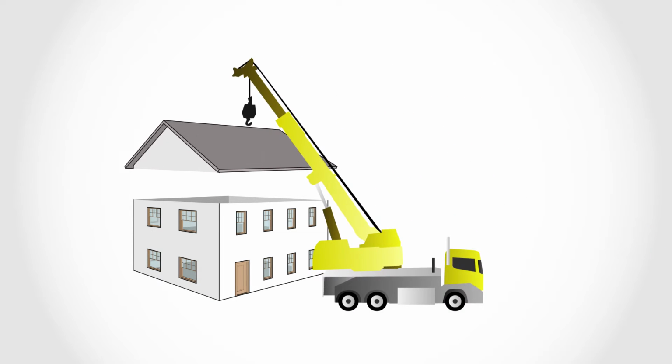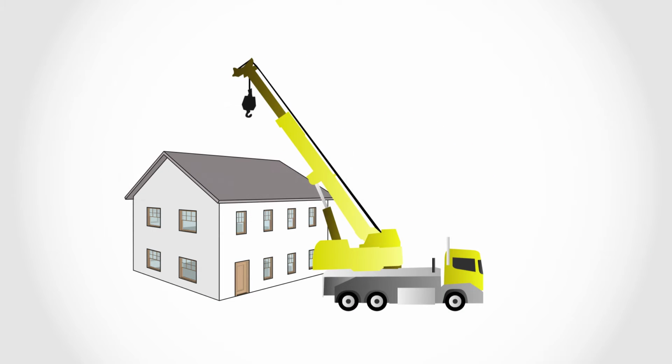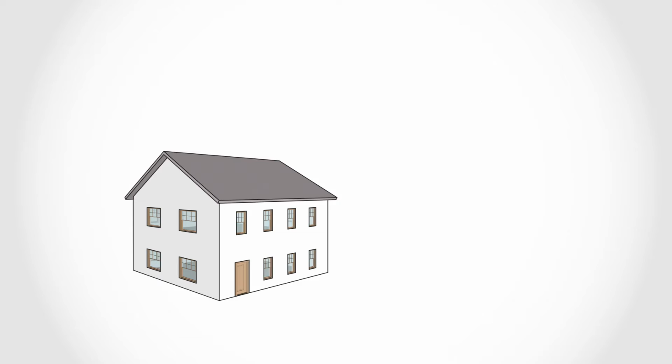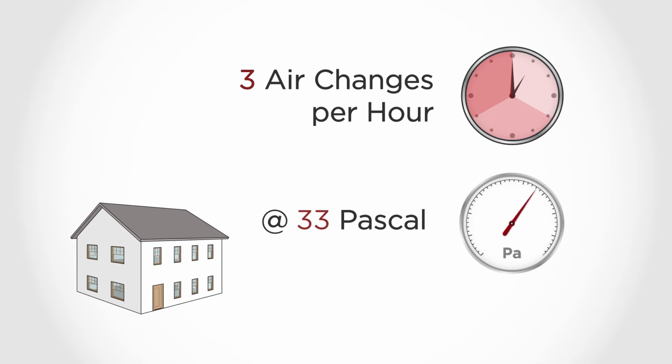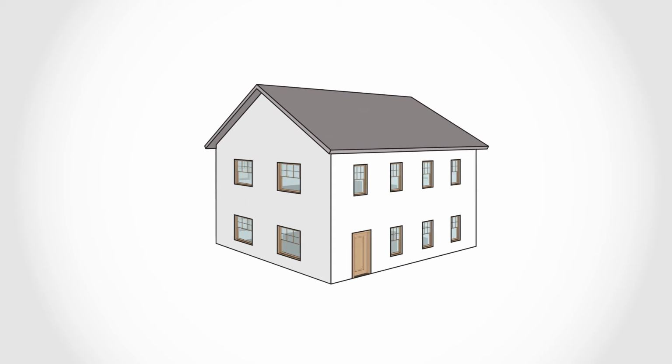According to the new energy code, when a residential building is completed, it must have an air leakage rate of 3 air changes per hour or less at a pressure of 50 pascals. Air changes per hour is a standardized measurement used to describe how leaky a building is. It indicates how much air leaks into or out of a building.